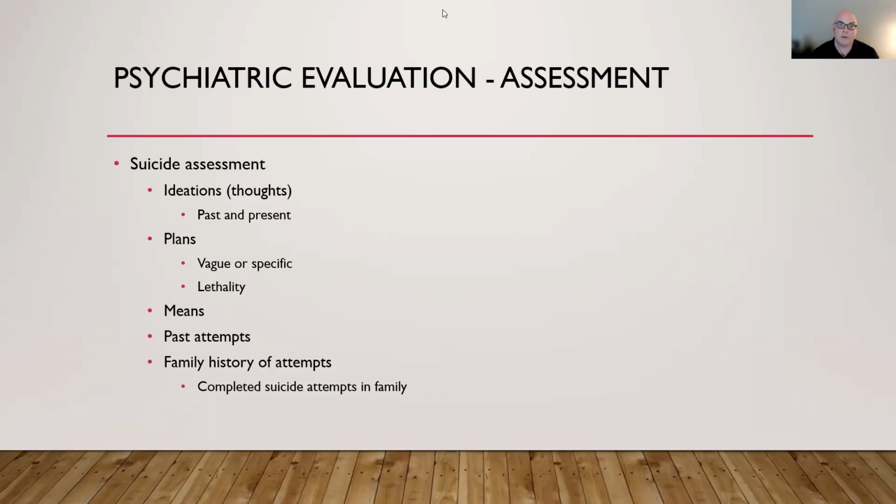So before I even get into the other elements of your differential diagnoses, it's suicide assessment. It's always part of it. And we've been through this, but ideations, past and present, plans, vague or specific, lethality of the plans. Are they planning on saying, well, I'm just going to go to sleep and never wake up? Or can they specifically tell you what physical means they're going to use to take their own life? Any past attempts, and if there's a family history of attempts. Again, very, very important.